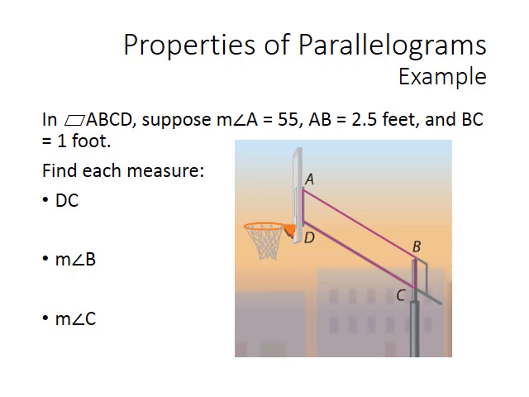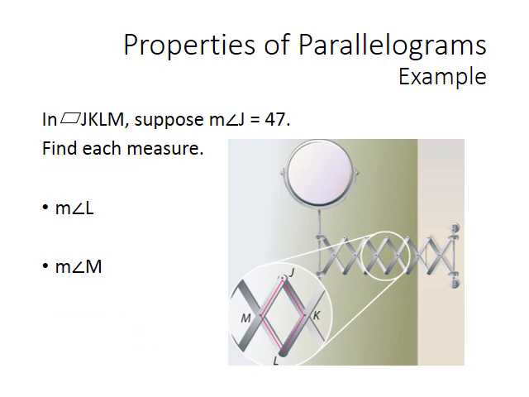Got it? If you said angle C is 55 degrees, you are correct. Opposite angles are congruent, that's opposite angle A. Alright, we can do the same thing here. If you've seen these stretchy mirrors, I think you can get them at IKEA, sometimes in hotels. There's another parallelogram here. You can find the missing measures knowing only one angle and knowing that it's a parallelogram.